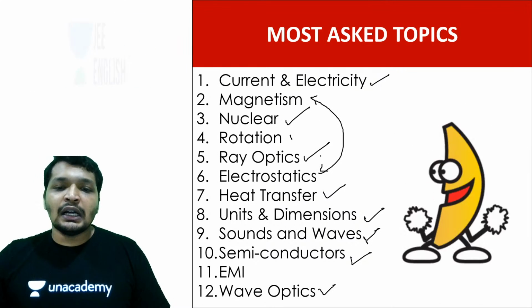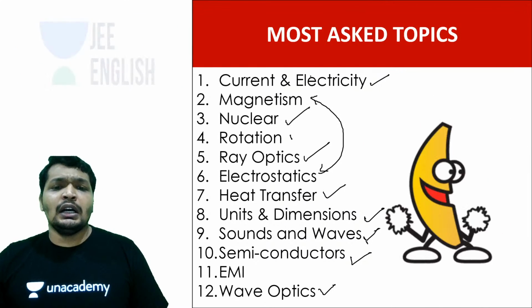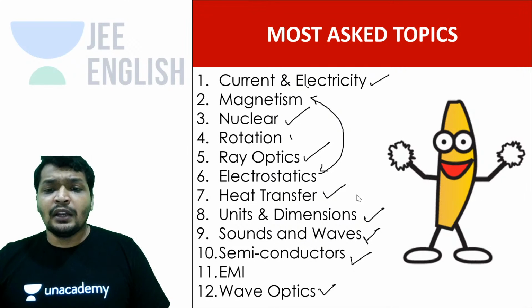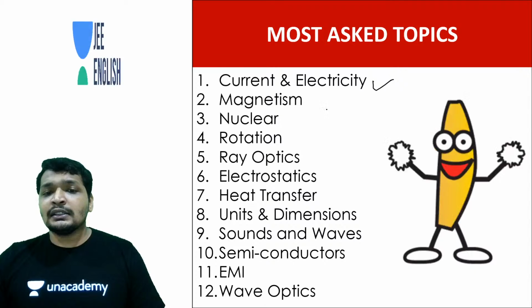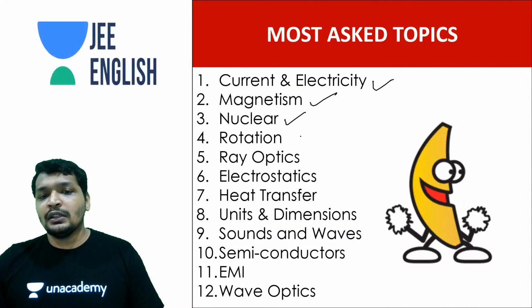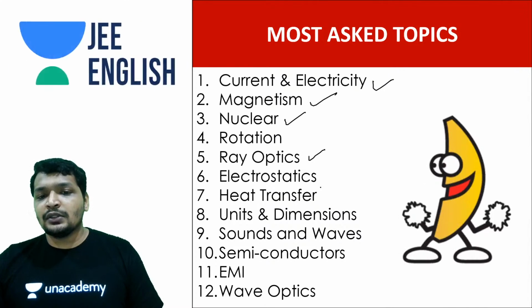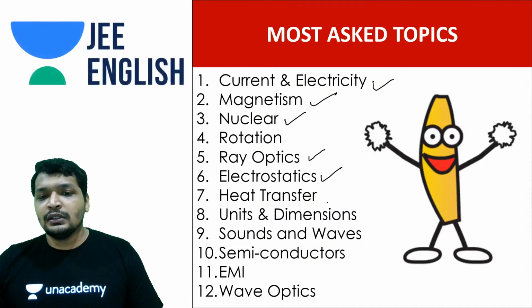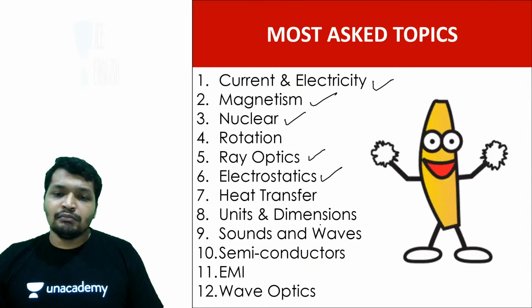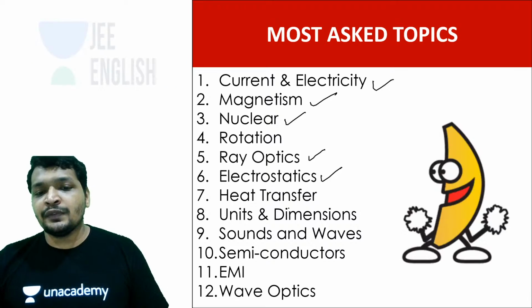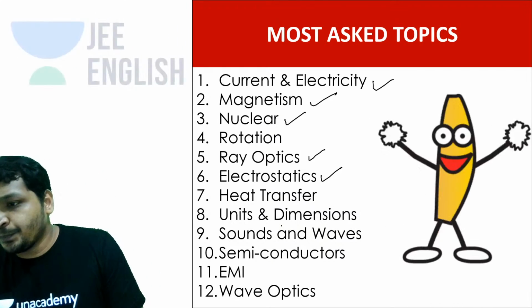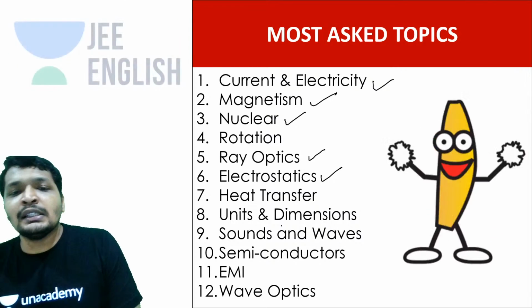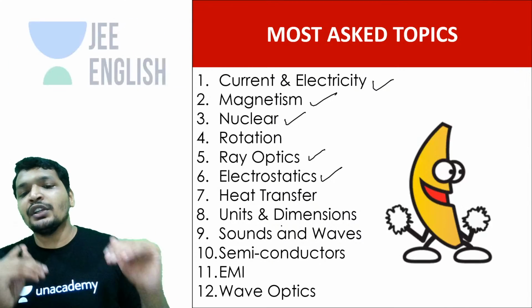Have you noticed any 11th class topic a lot? But this is based on 10 years of data. Current and electricity 12th, magnetism 12th, nuclear 12th, ray optics 12th, electrostatics 12th. Yeah, of course, among 11th, heat transfer and units and dimensions, you want to focus on first. Okay, this is something that you need to note down.